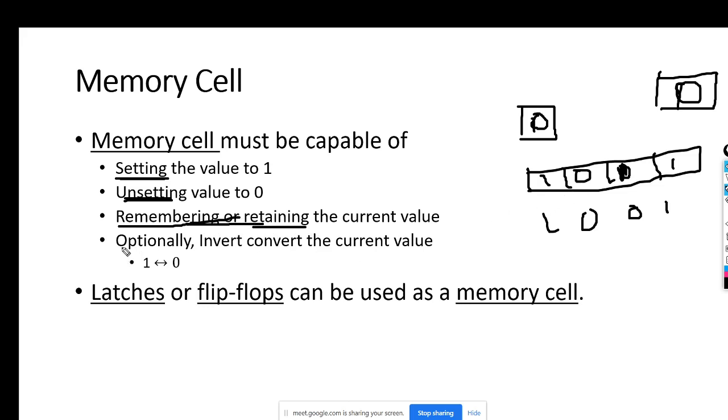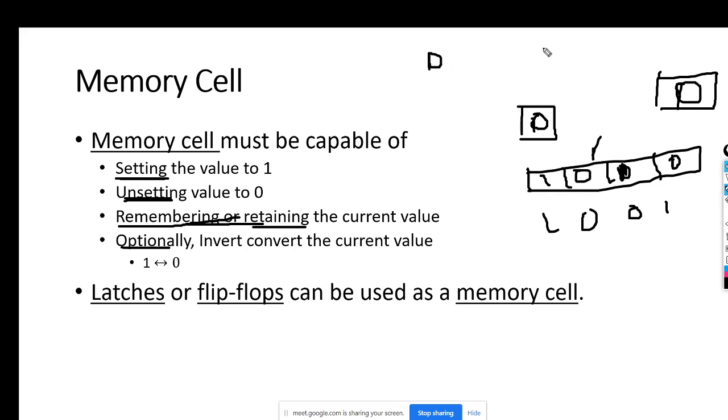Then optionally, we must be able to invert or convert the value also. That means if it is 0, we must be able to invert it to 1. Whatever the current value, change it. That is optional behavior, but it is also handy if we can do that. So if it is a memory cell, we must be able to set it, we must be able to unset it, it must be able to retain it, and we must be able to optionally invert it.